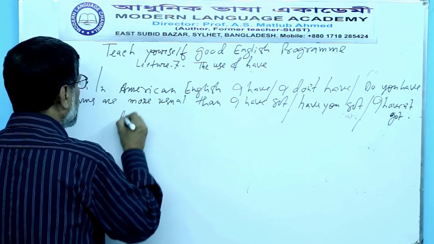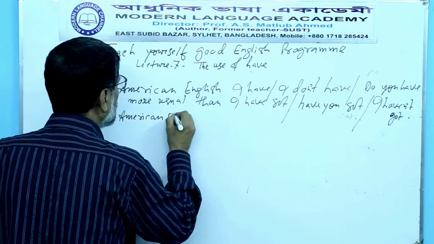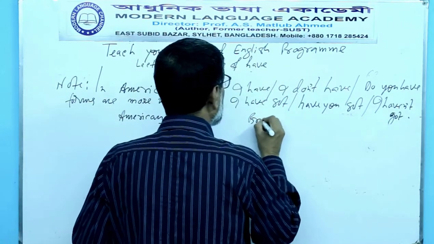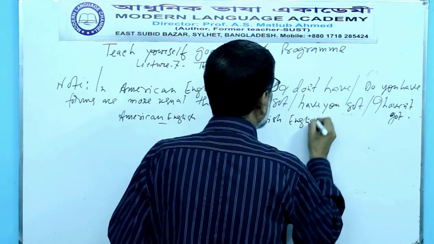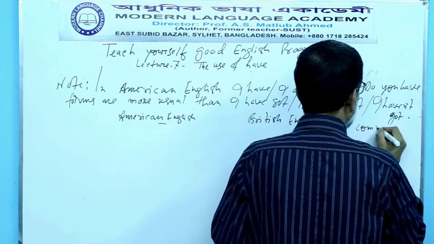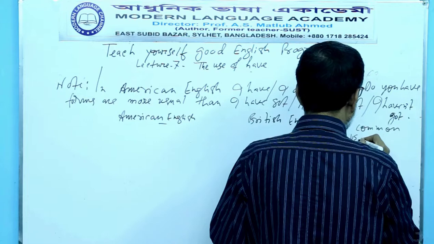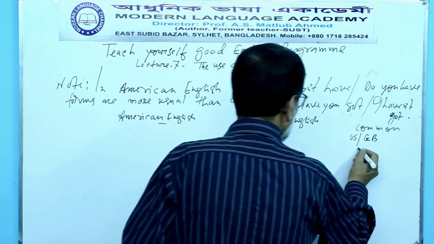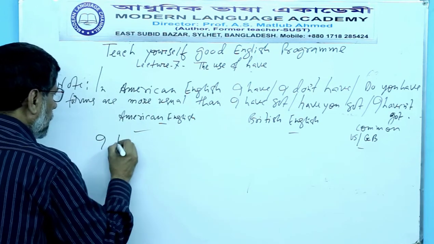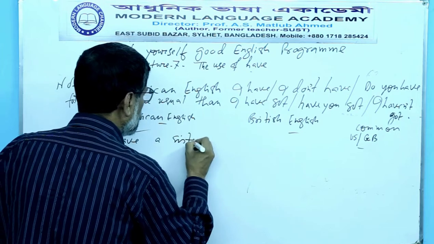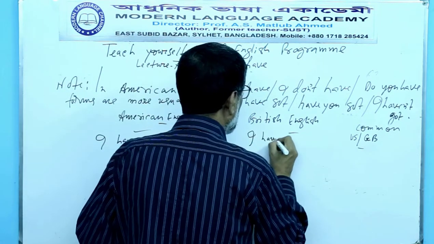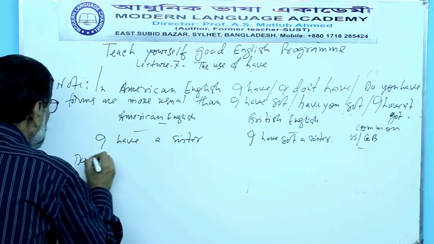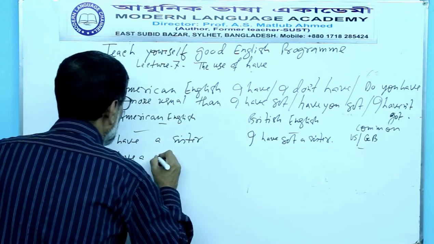Now just look, American English, this one is British English, and one is common. See, both US and GB, Great Britain. US means American English, GB means Great Britain, British English. Now look, I have a sister, amar ekjon bon ache. I have got a sister, amar ekjon bon ache. This one is British form. Do you have a car? Apnar ki gari ache?